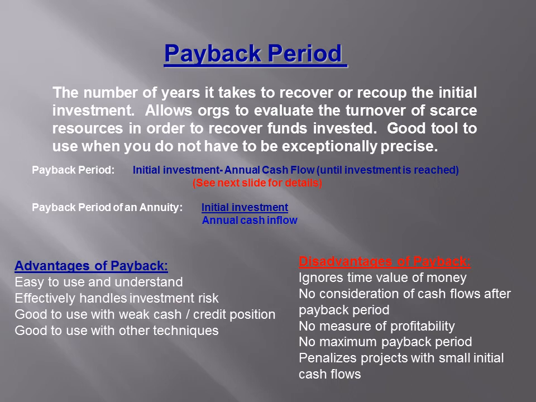If you're looking at the payback period of an annuity, then it's just your initial investment divided by your annual cash inflows. Now, what is an annuity? An annuity is having the exact same amount of money over a certain amount of time. So, for example, if you were expecting an investment to generate $1,000 per year for the next 10 years, and that number will not change, then that would be considered an annuity. But if you're expecting $1,000 one year and $500 another year and $2,000 the next year, then that would not be considered an annuity because that amount will change.